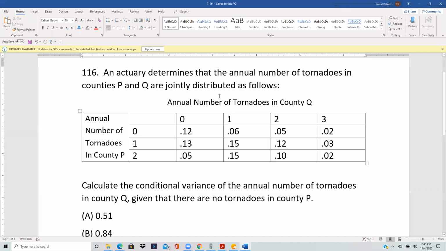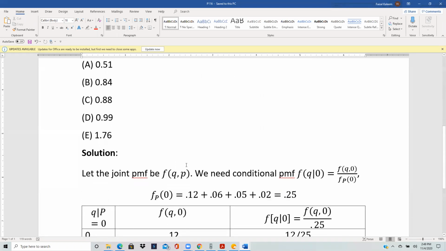An actuary determines that the annual number of tornadoes in counties P and Q are jointly distributed as follows. Calculate the conditional variance of the annual number of tornadoes in county Q, given that there are no tornadoes in county P.